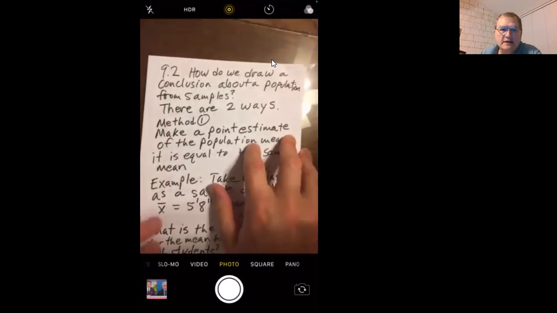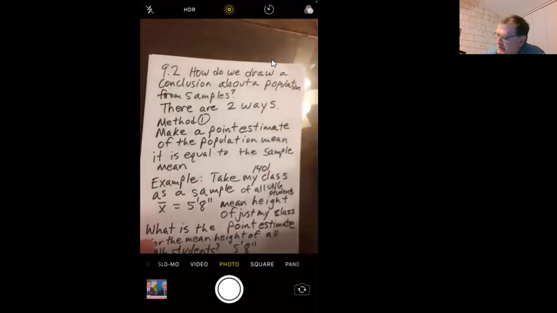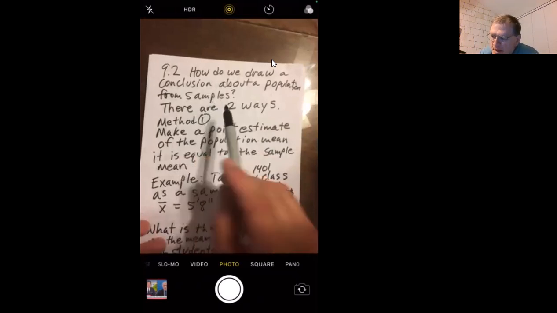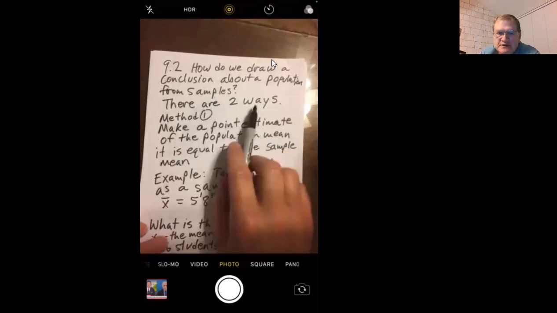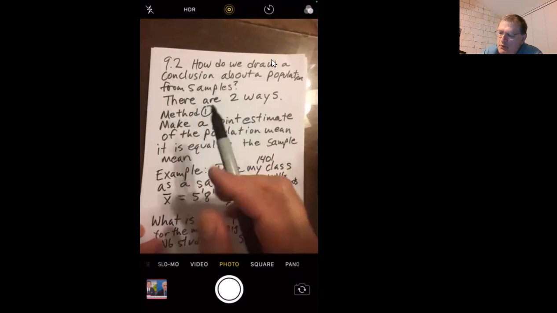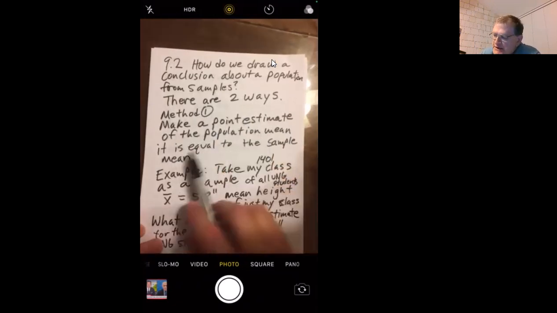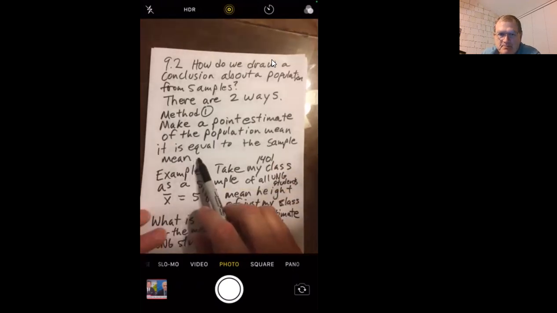So we're in section 9.2, and we're talking about how to draw a conclusion about a population from samples. And there are two ways. In method 1, we make a point estimate of the population mean, and it is equal to the sample mean.